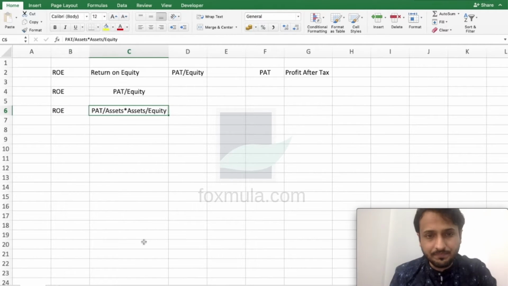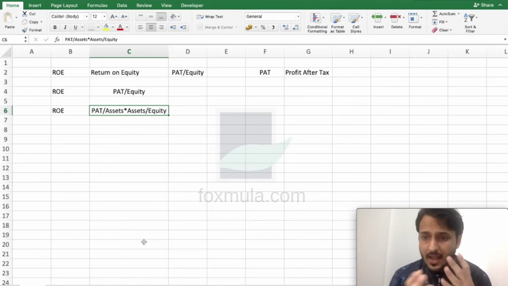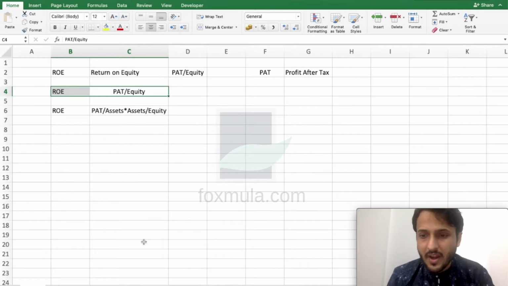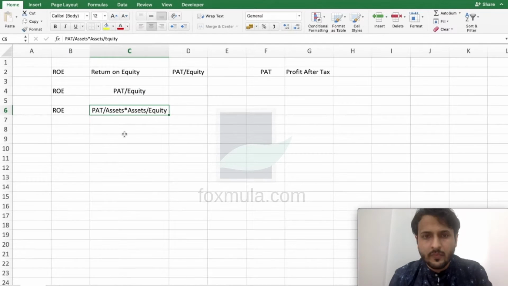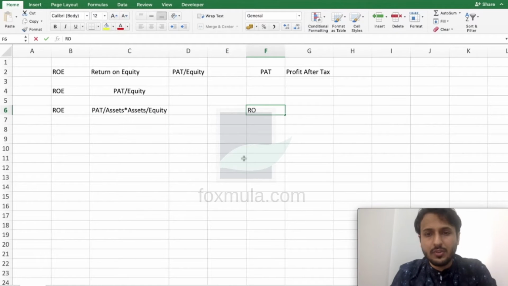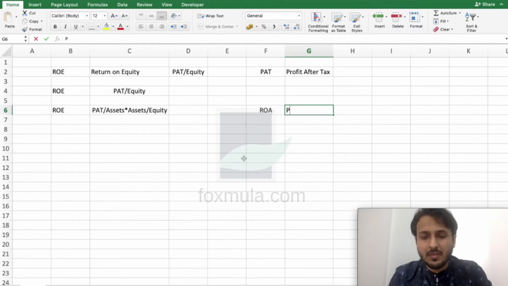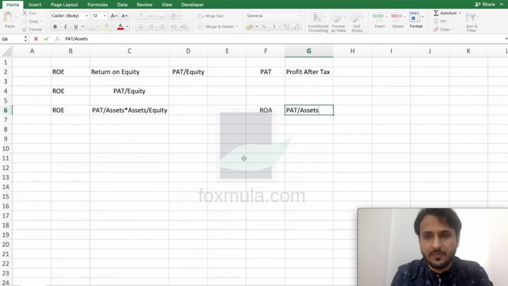I hope you agree. You can see the assets in the denominator and the assets in the numerator will get cancelled out, and we will get PAT upon equity as the previous one. So this is one factor, and I have decomposed it into two different factors. Moving on, here I can say that my PAT upon assets is nothing but return on assets. So you should know that return on assets is nothing but PAT divided by assets.